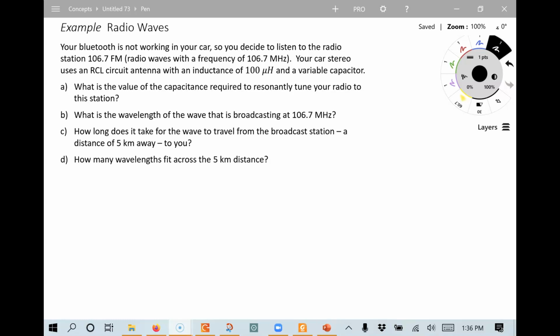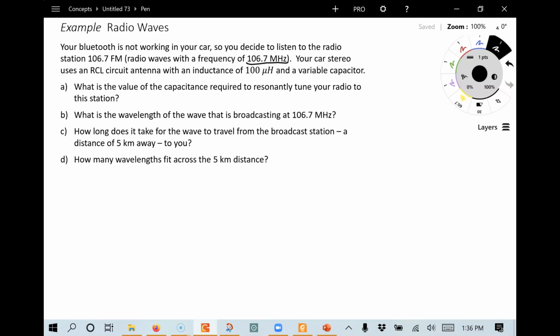Well, the first thing we note is that the frequency of the wave that we're trying to tune is 106.7 megahertz. So we can write that down right below here. Frequency: 106.7 times 10 to the 6th hertz, and a hertz we also know is 1 over a second.